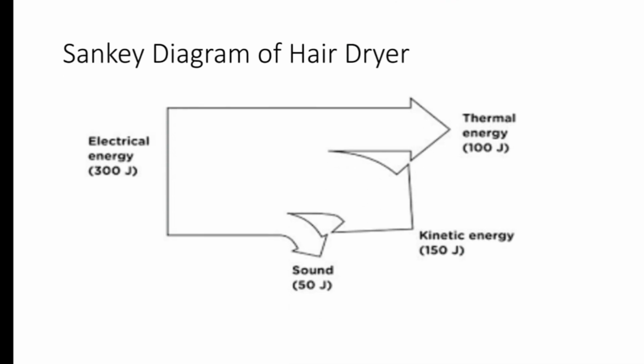This is Sankey diagram of hair dryer. Here also the energy supplied is 300 joule and energy used up is 100 joule for thermal energy, 150 joule for kinetic energy and 50 joule for sound energy. And when we add all these together, it is 300 joule.